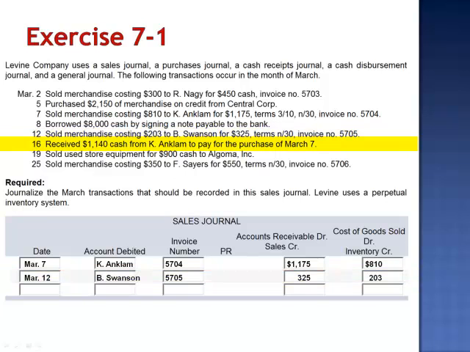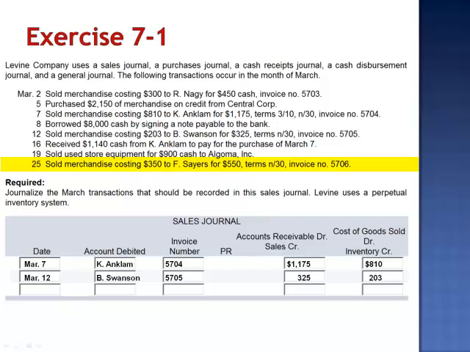March 16th, received $1,140 cash from Anklin to pay for the purchase of March 7th. This would be recorded in the cash receipts journal. March 19th, sold used store equipment for $900 cash to Algoma Inc. This transaction would also be recorded in the cash receipts journal.